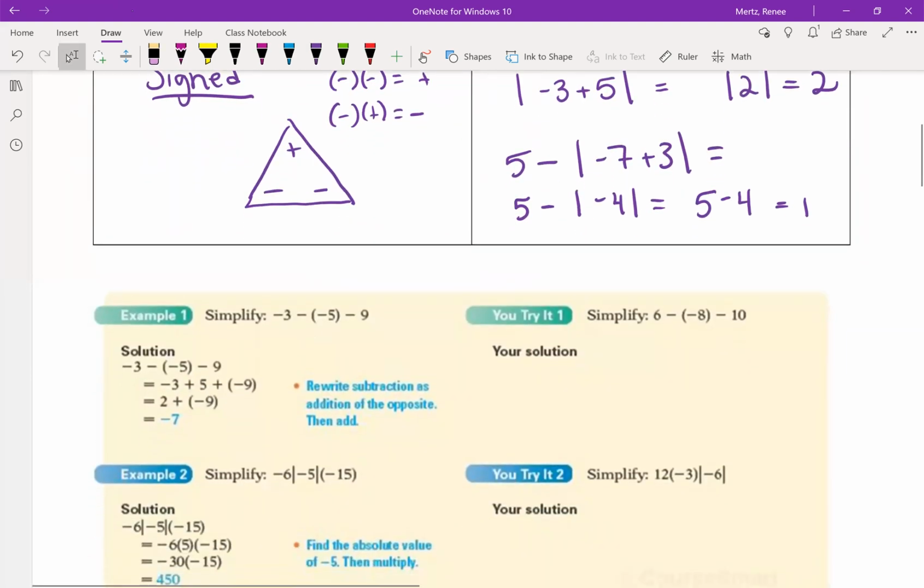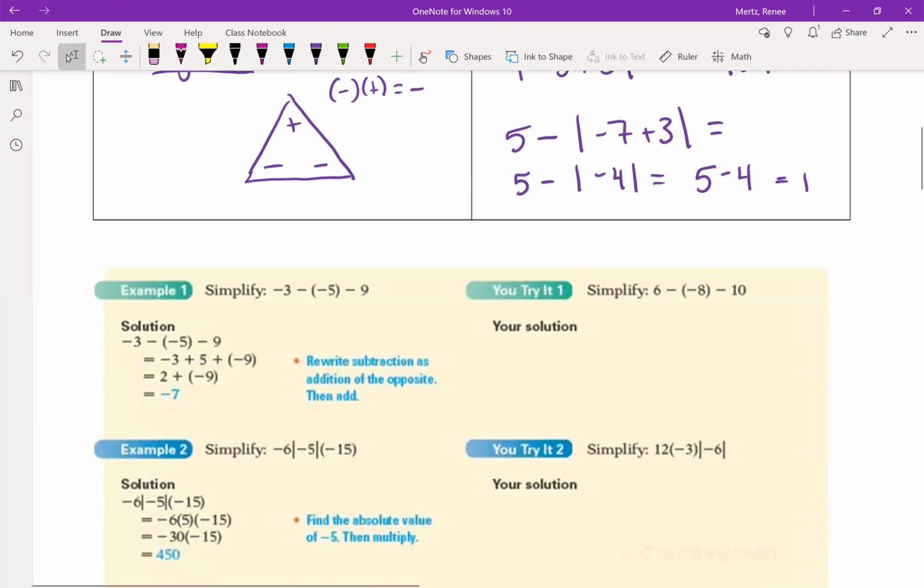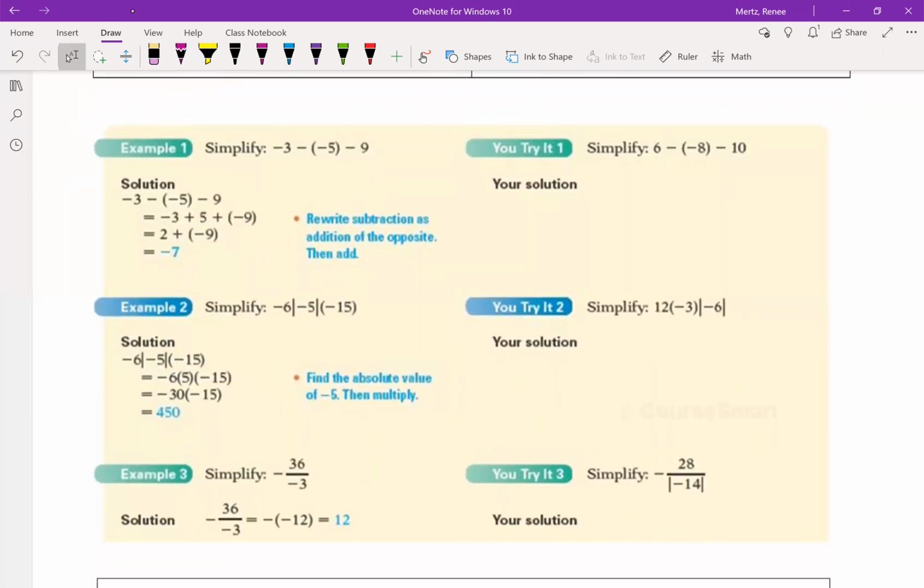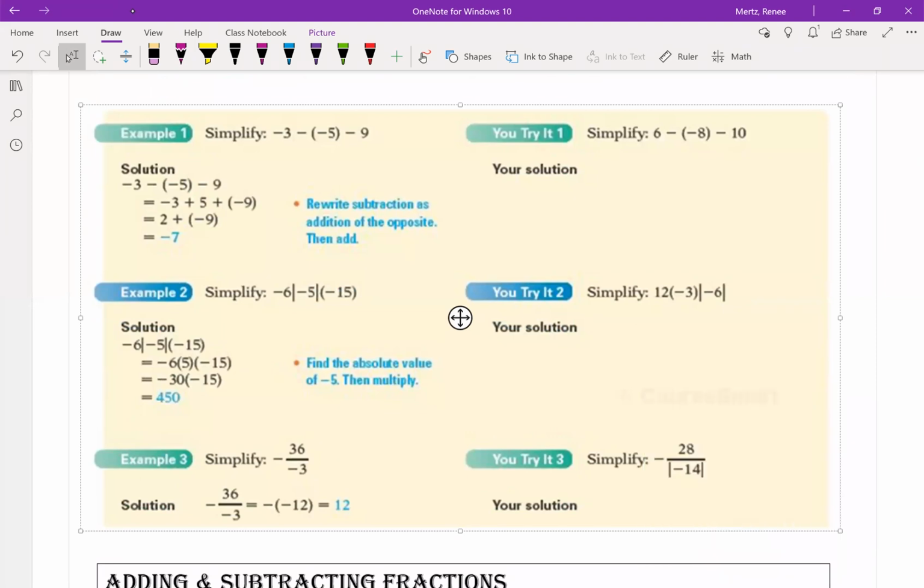Try these, and then check your answers. I'll put them below. So try 1, 2, and 3, and then check your answers below.